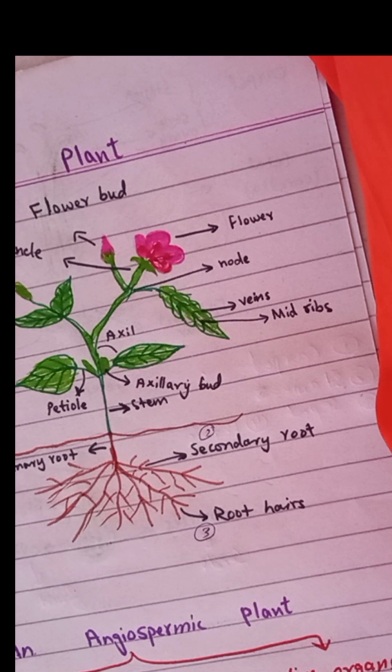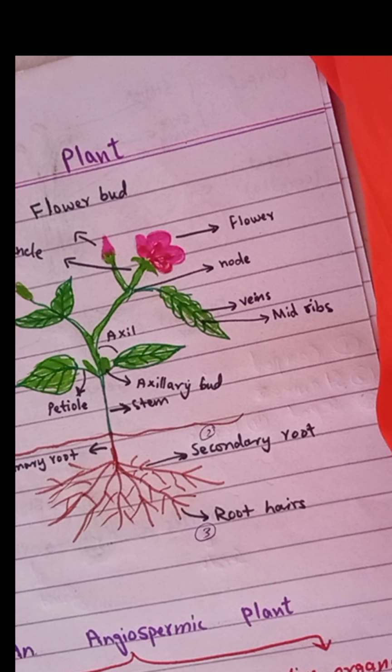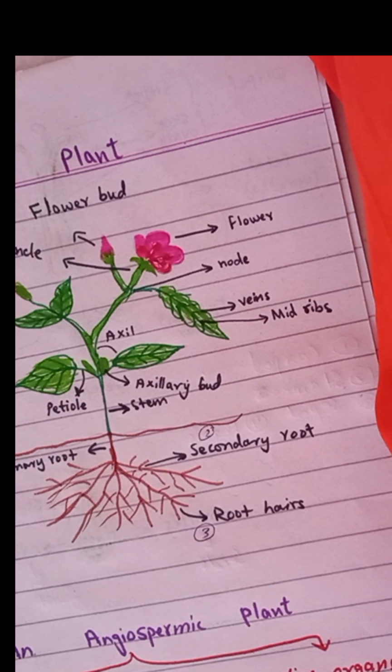How many times an angiospermic plant will produce flowers depends upon the family, the genus, and the species to which the plant belongs. Now let's come towards the parts of an angiospermic plant.